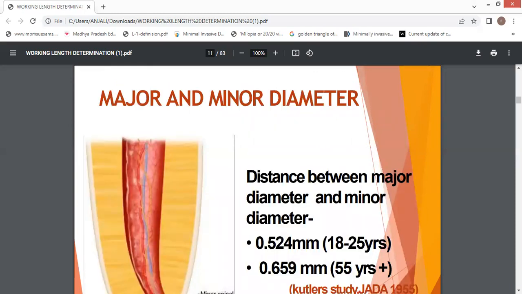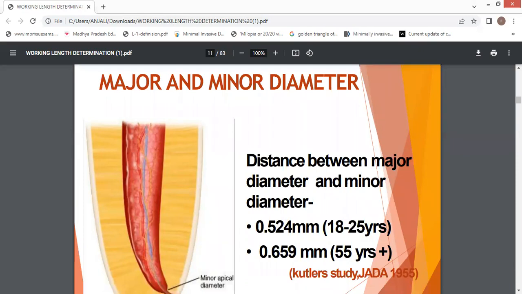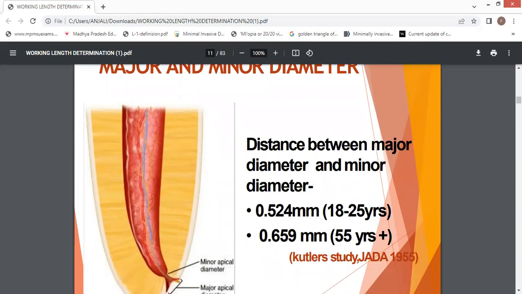Major and minor diameter: the distance between major diameter and minor diameter is 0.524 mm in 18 to 25 year olds, and 0.659 mm in those 55 years plus.